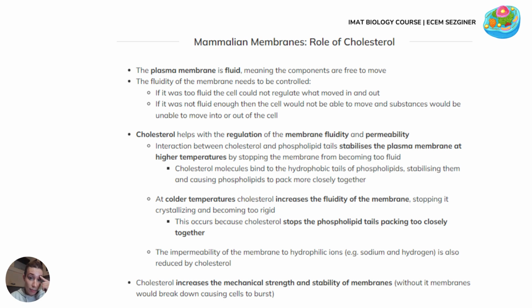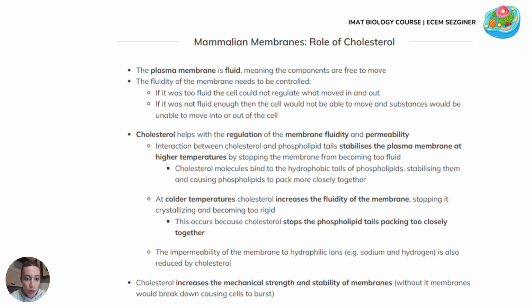So let's check the mammalian membranes and what cholesterol does with them. So remember, the plasma membrane is fluid or fluid-like, and the components are relatively free to move around. And this fluidity of the membrane has to be controlled. Of course, we want some fluidity, we want movement to some extent, but obviously we cannot have too much movement that we leak out the materials or lose them around. So this needs to be controlled. So too much fluidity is not good, and not fluid enough is also not good. And cholesterol has a role in that. It helps with the regulation of the membrane fluidity and permeability.